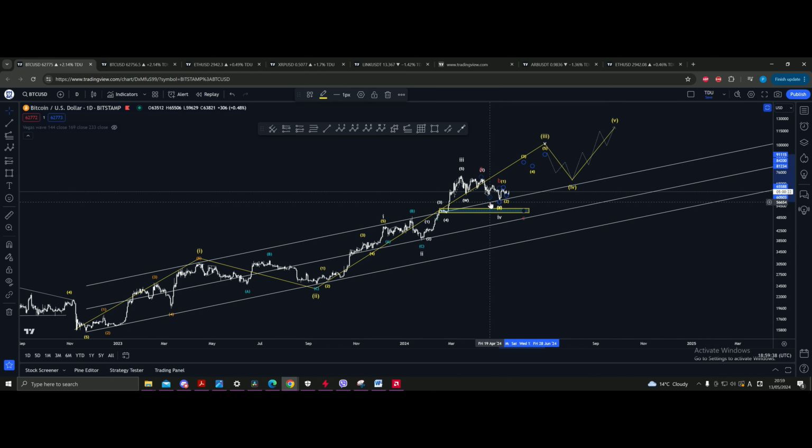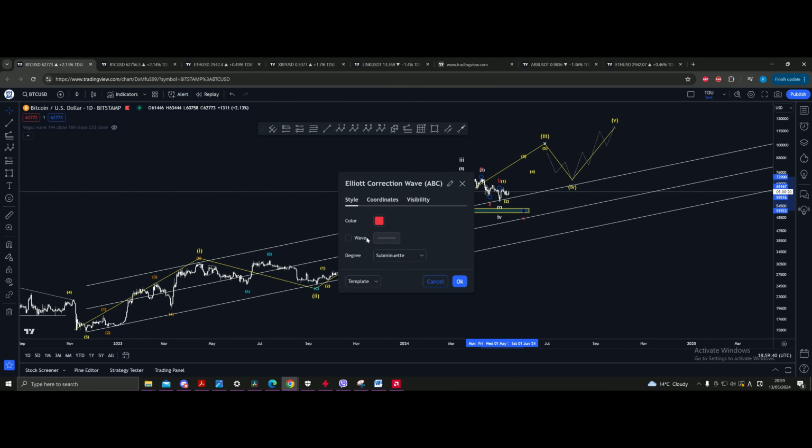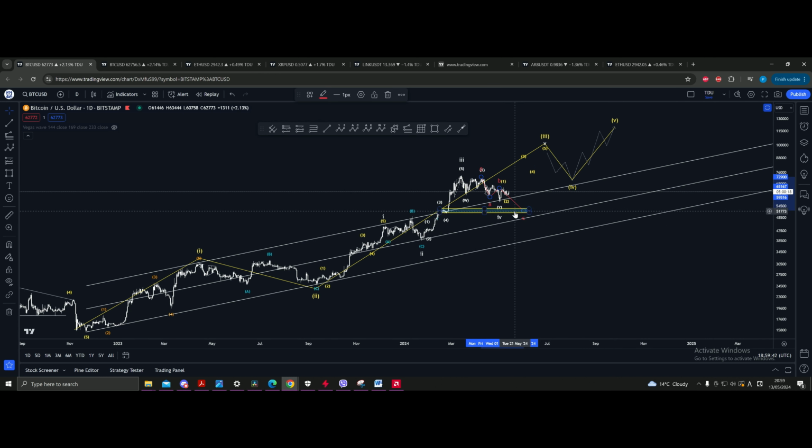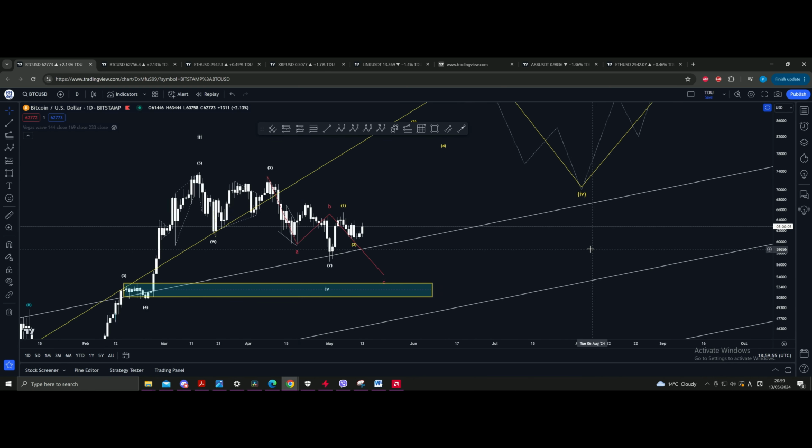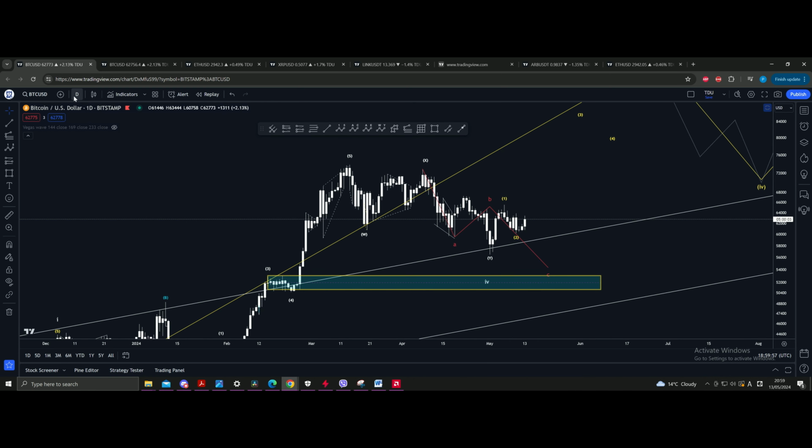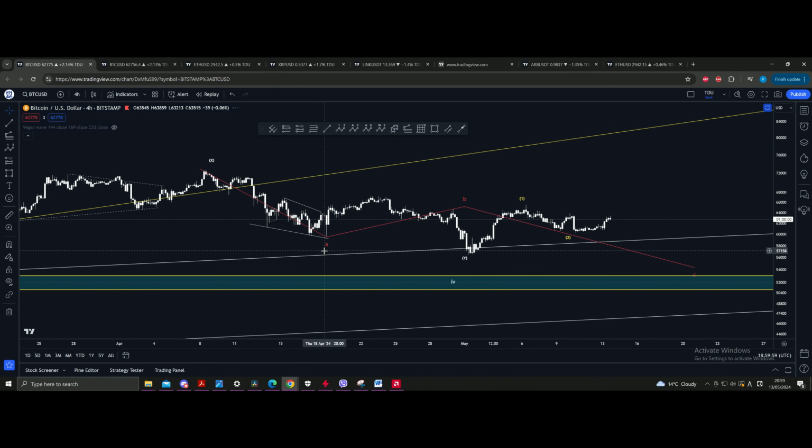And if not, we have a bearish scenario that would lead us to 50k, 50-ish, where is the next support, and we would assume that the 4 is there. I wouldn't like it, but I don't like it right now either. So, just a quick look. Let's put 4 hours here.